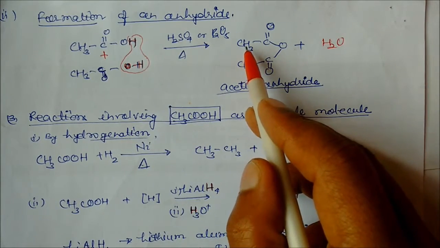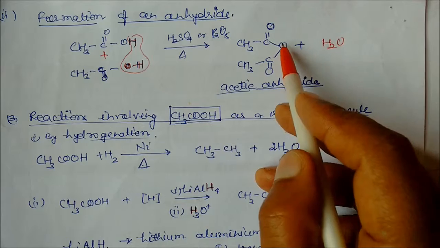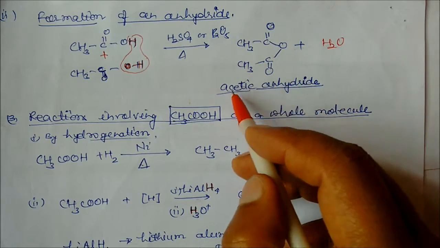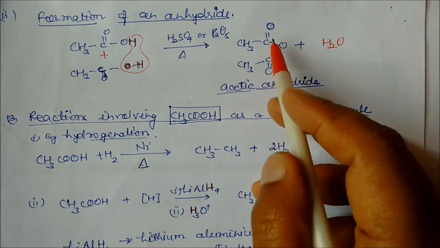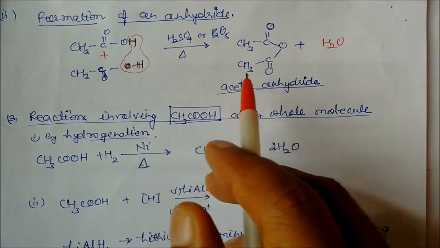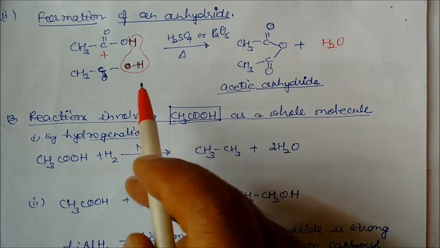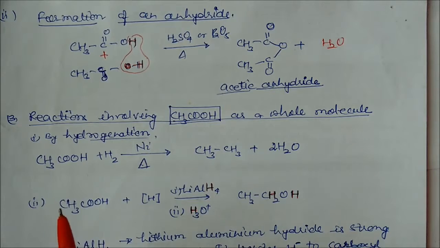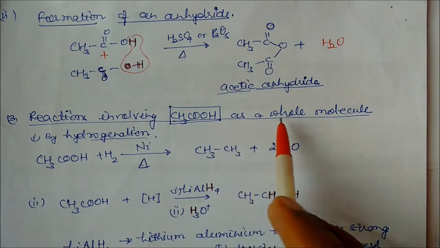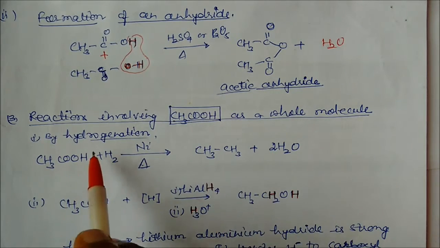Anhydride, we know children, is CH3COO, oxygen in between, and the same group on both sides. This is called an anhydride. So anhydride is the functional group. We can also make a product from the anhydride by removing the OH. Now the third reaction involving acetic acid as a whole molecule is hydrogenation.